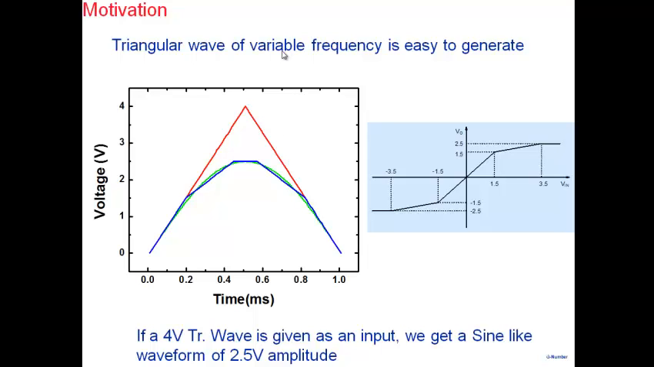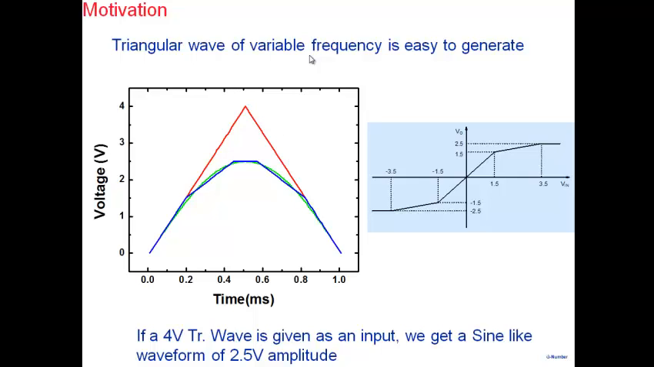And triangular waves are easy to generate. We can do that by having a current source which charges a capacitor, with a feedback mechanism. For triangular waves of variable frequency, the frequency can be easily altered by, for example, changing the charging current. As you change the charging current, the rate at which the capacitor charges changes, and that alters the time period.